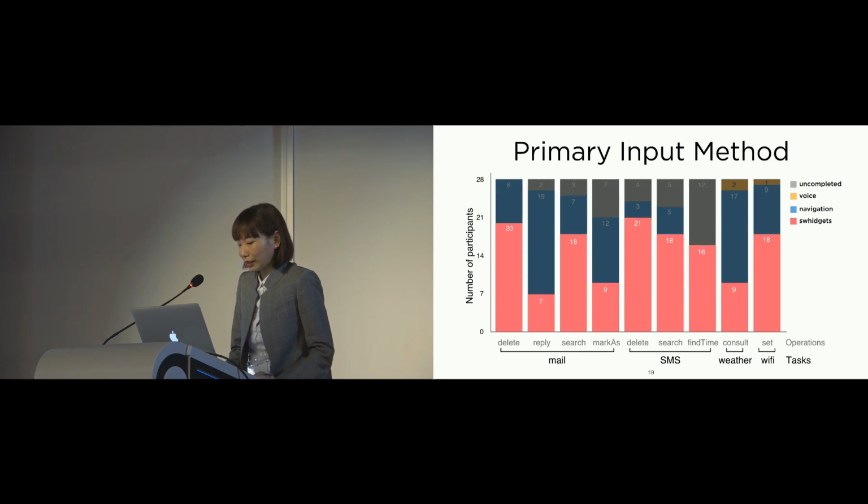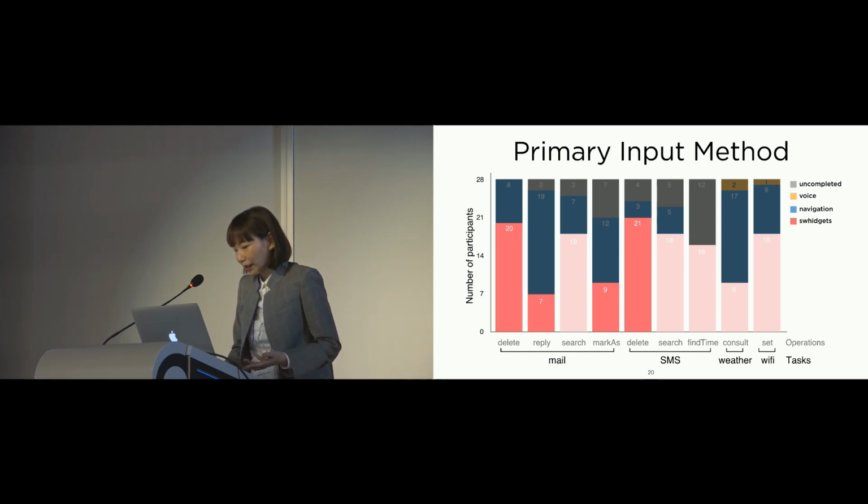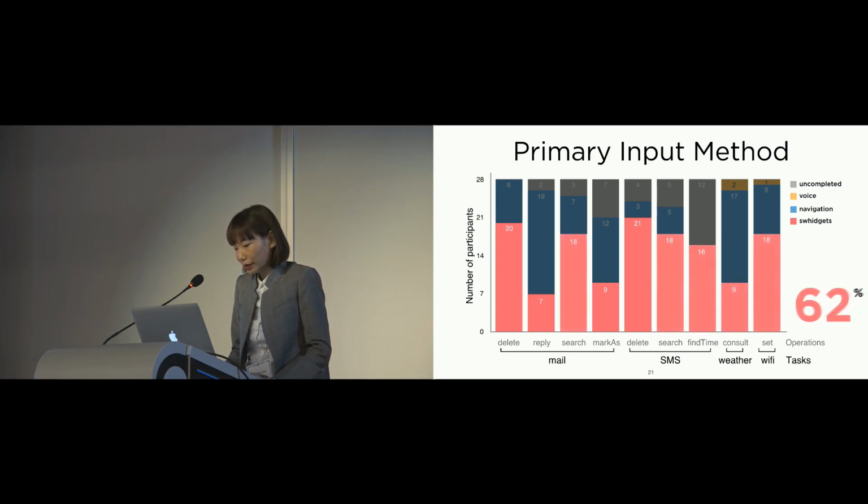Primary use of Swhidgets, in pinkish, depends a lot on the task and participant. For example, the use of the delete Swhidget is high, while marking mail as read or unread and replying to a mail is low, which is interesting because these mail commands are in the same Swhidget menu. Swhidgets were the most frequent primary interaction type, with 62% of complete trials.